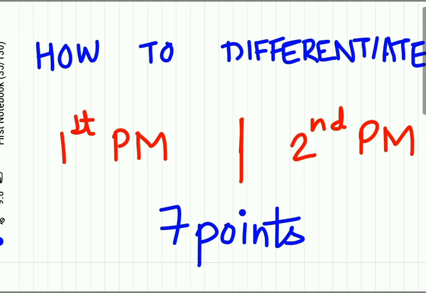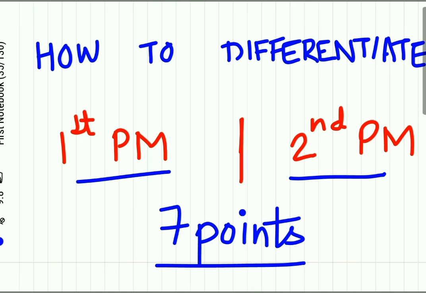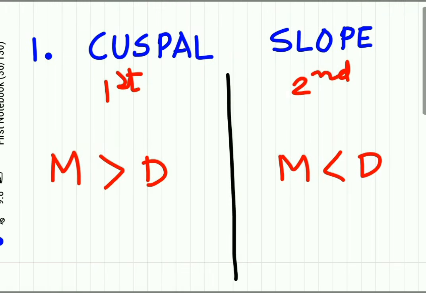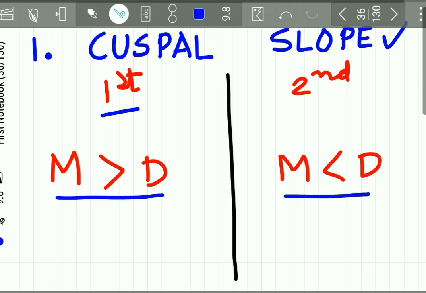Now, how to differentiate first premolar from the second premolar? There are 7 points of differentiation. Let us see one by one in detail. The first is the cuspal slope. Very important point. In the first premolar, the mesial cuspal slope is longer than the distal cuspal slope, while it is opposite in case of the maxillary second premolar.